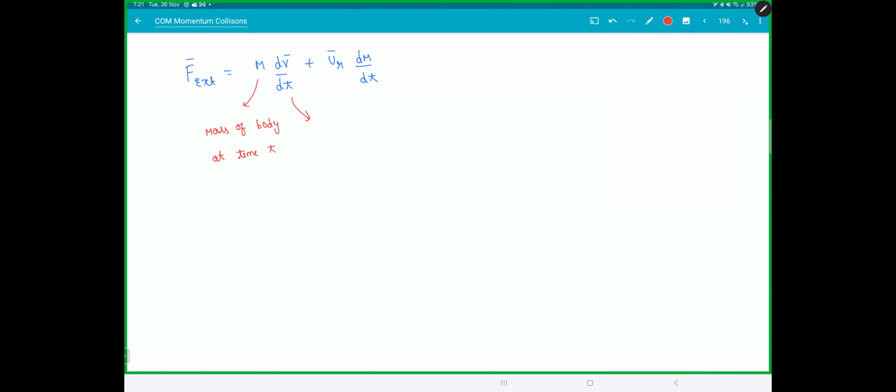Mass is not constant here. Mass is being ejected outside. This is the acceleration of the body. This is the relative velocity of the particle ejected with respect to the body. That is not the actual velocity of the body. dm by dt is the rate of change of mass, so at what rate the gas is being ejected.